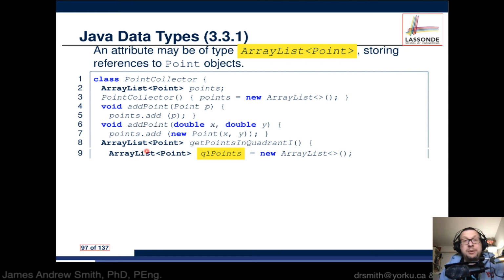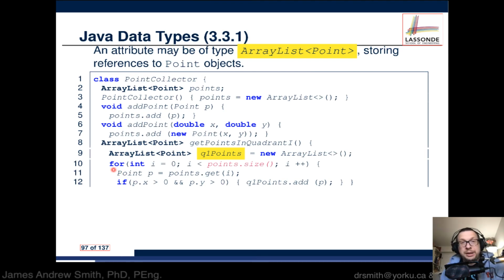Next up, what we want to do is call the method getPointsInQuadrant1, or quadrant I, right here. Sorry, this is going to be a method. This is another method right here, and it's going to have a return value of an array list like that. So what we have right here is a new array list that's created called Q1 points. It's an array list that contains objects of type point.